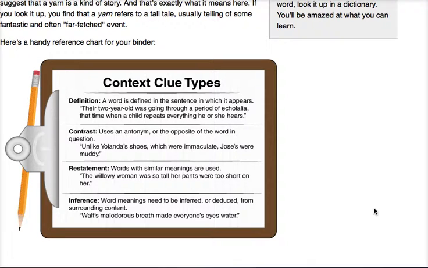Restatement. Words with similar meanings are used. Quote, "The willowy woman was so tall her pants were too short on her." So they're restating that willowy means that she was so tall. And inference. Word meanings need to be inferred or deduced from their surrounding content. Quote, "Walt's malodorous breath made everyone's eyes water." So you might deduce that malodorous, if it makes your eyes water, is usually not a good thing. So you can deduce or infer that he had bad breath.